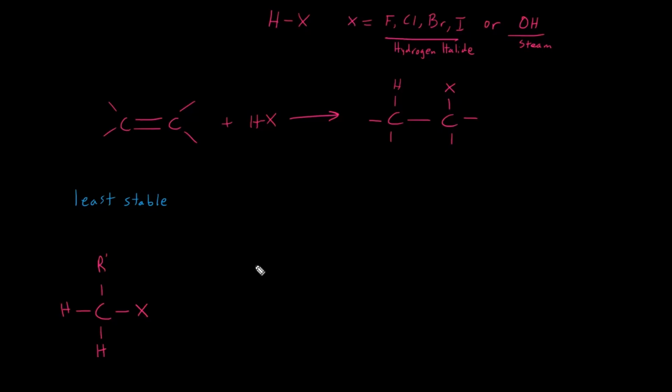If that carbon has two carbon chains, and remember R is a carbon chain, two carbon chains added to it and one hydrogen, that's more stable. If X is attached to a carbon with three different carbon chains on it, that's the most stable. And I put that here. So this will be the most stable.